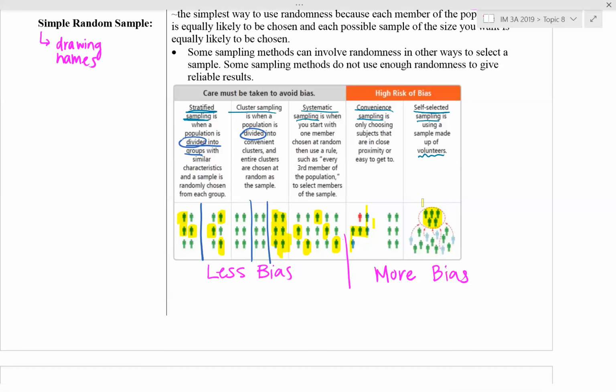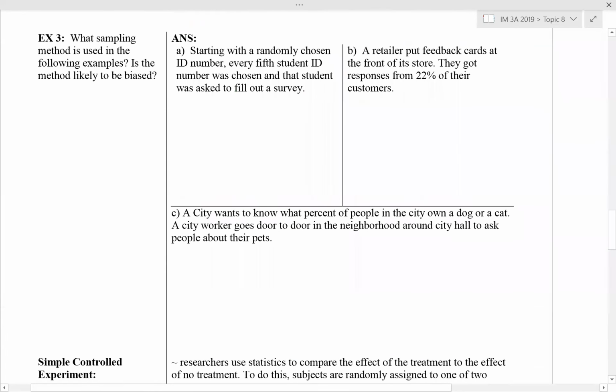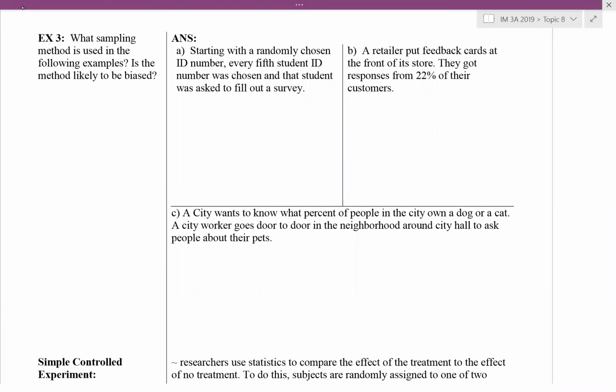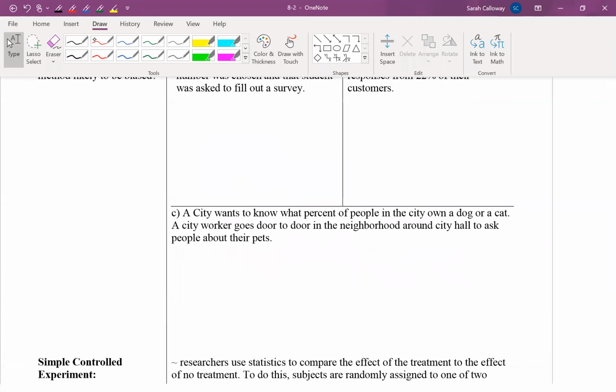So in the next set of problems, we're going to look at what type of sampling method is used, and then we'll go into a little bit more on experiments. So for example 3, what sampling method is used in the following examples, and is the method likely to be biased?